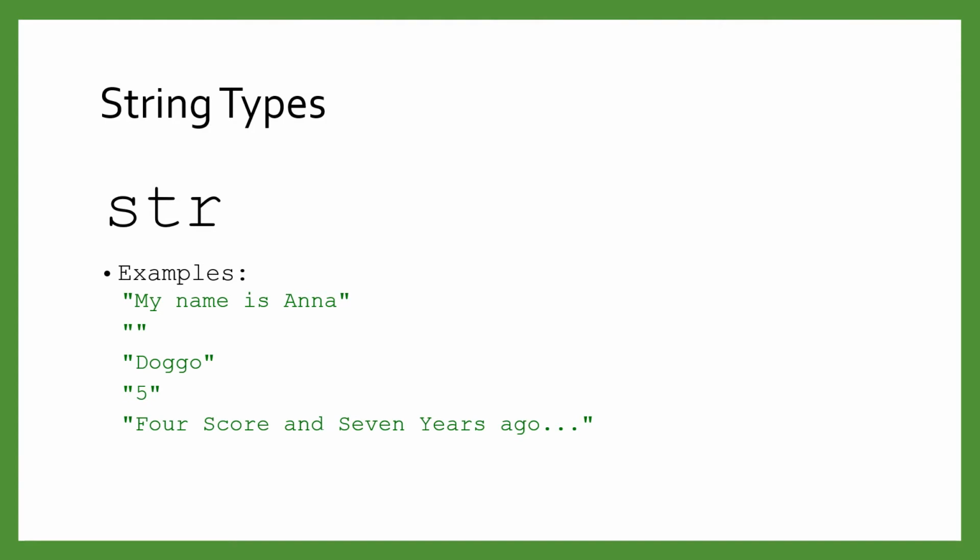Textual data is represented using string values. The tricky thing about strings is that anything can be stored as a string. The only thing that makes it a string is the quotes. A special case is the empty string, which is a pair of quotes with nothing inside. String is often shortened to str for convenience.